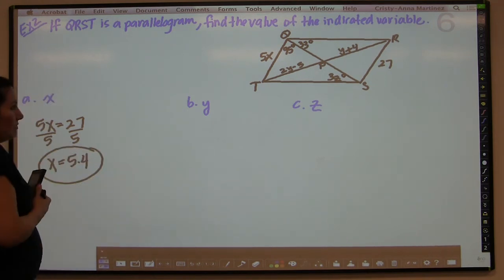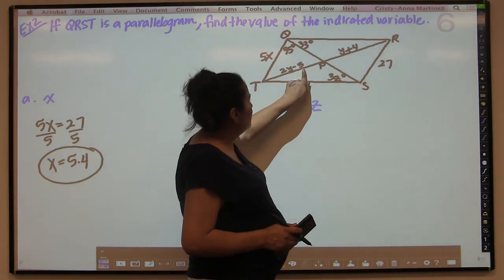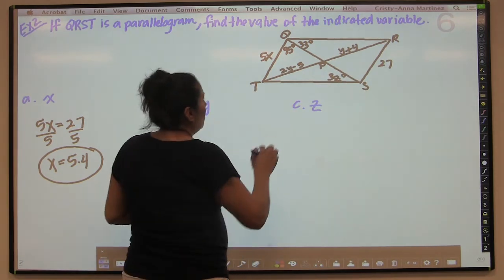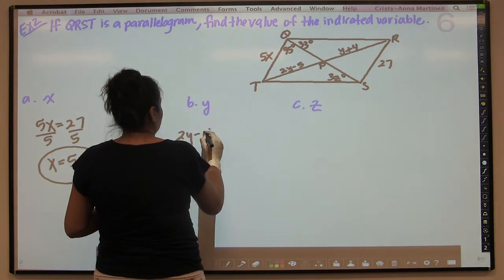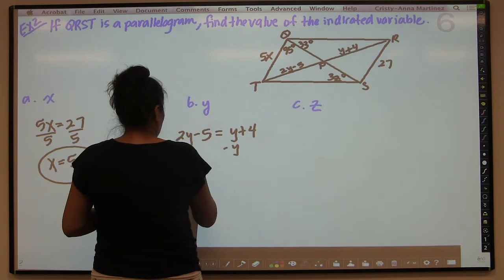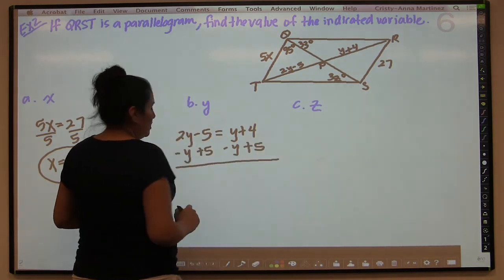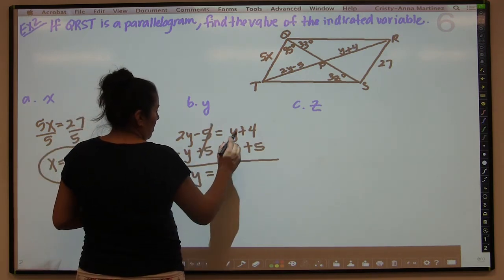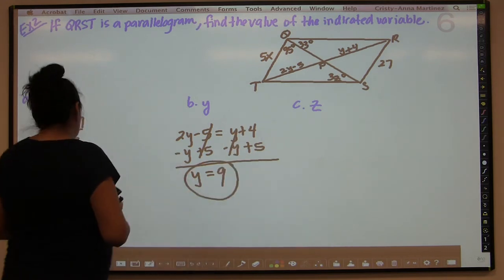In the case of the y's, we can see that we have 2y minus 5 here and y plus 4. And since the diagonals bisect each other, we know that both sides of the diagonal should equal each other. So 2y minus 5 should equal y plus 4. And then we are going to combine our y's and move our constants over. 2y minus y is going to be 1y. And then y minus y cancels, so 4 plus 5, so we're going to get y equals 9 for part B.